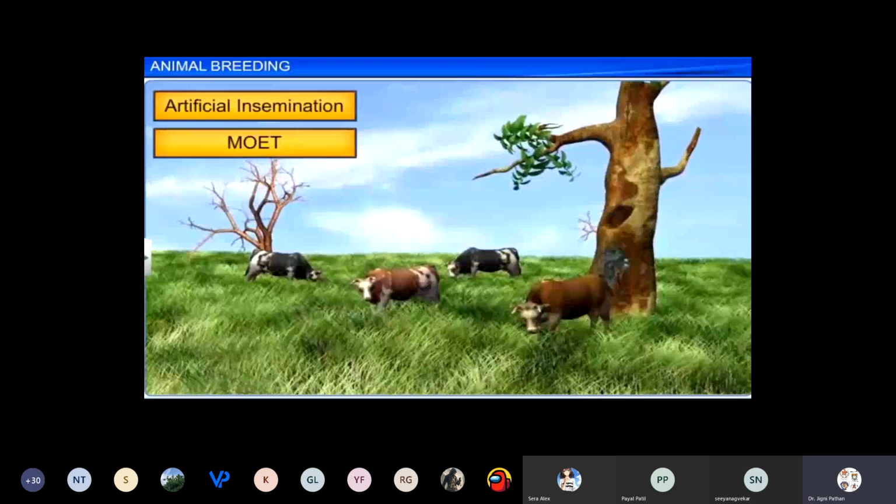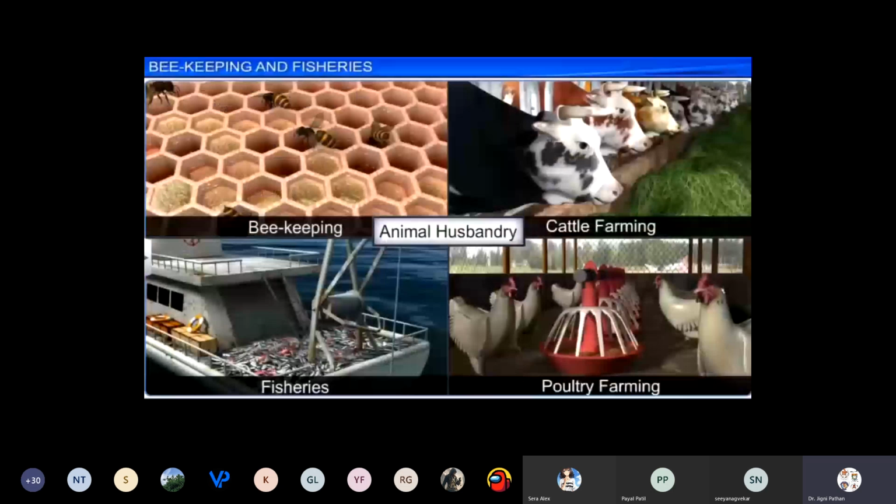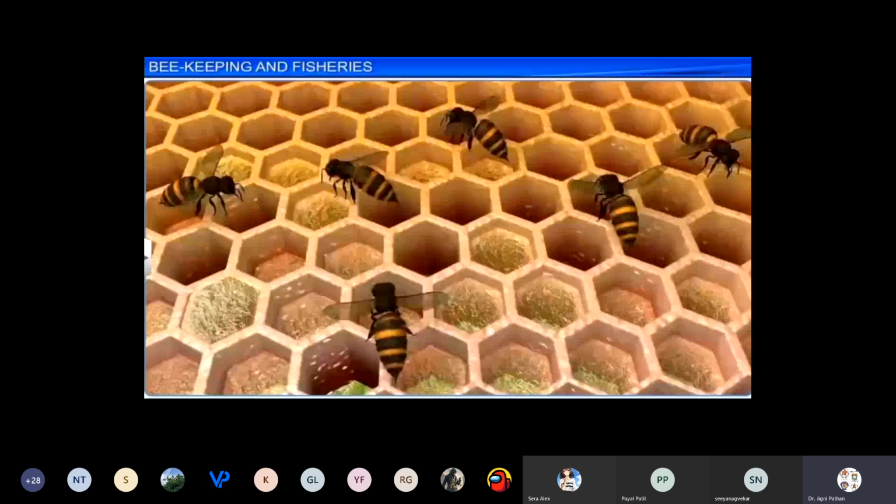Animal husbandry includes beekeeping and fisheries, in addition to cattle and poultry farming. Beekeeping, also known as apiculture, is the rearing of honeybees. Honey is highly nutritious and an important constituent in several medicines.